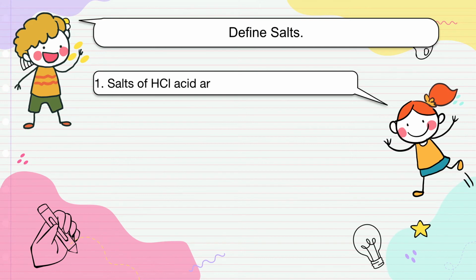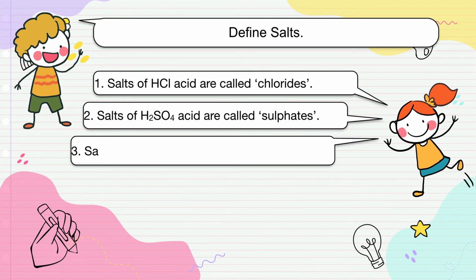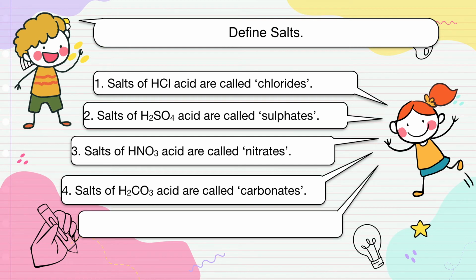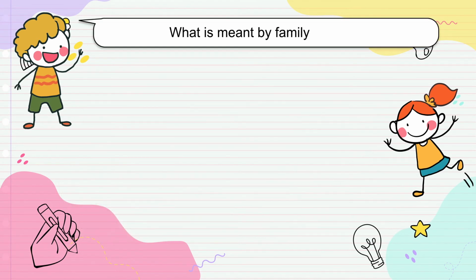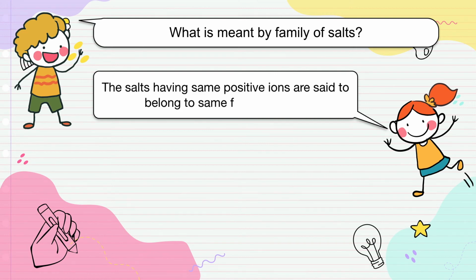Salts of hydrochloric acid are called chlorides. Salts of sulfuric acid are called sulfates. Salts of nitric acid are called nitrates. Salts of carbonic acid are called carbonates. Salts of acetic acid are called acetates. What is meant by family of salts? The salts having the same positive ions are said to belong to the same family of salts.